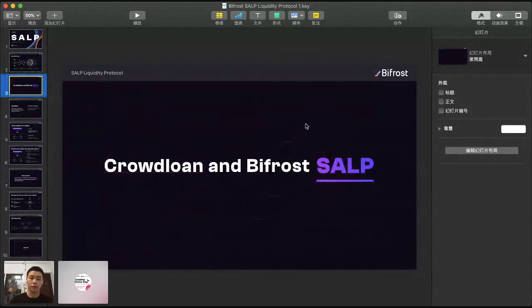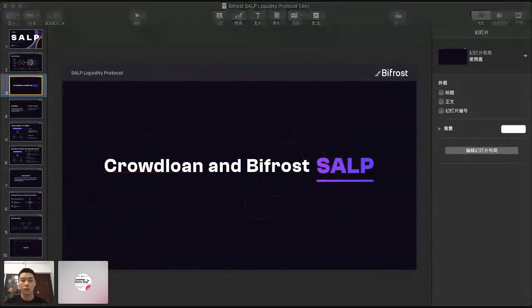So let's take a look at the Bifrost SLP. The SLP actually originated from Crowdloan. Recently, the community and projects are all expecting the launching of the second batch of parachain auctions. The first auction is going to be done, and the second one will be released on the 8th of September, and we are excited to see who the winner for the second batch will be.